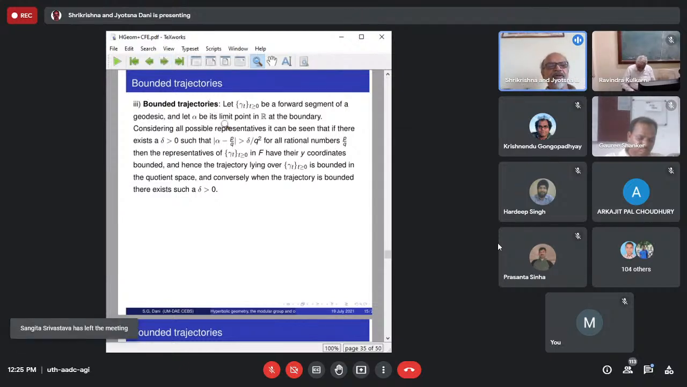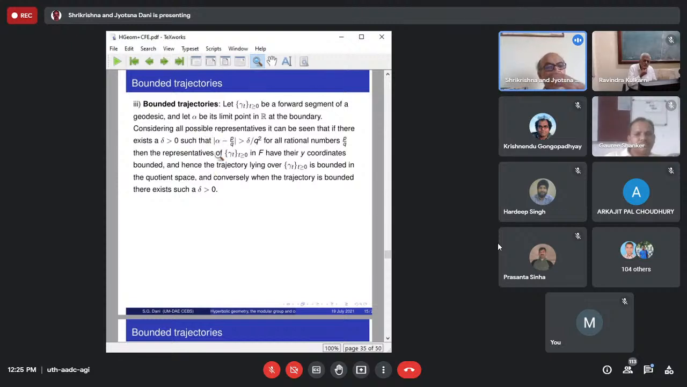And here is one more property that is of interest. Let gamma t be a forward segment of a geodesic, and alpha be its limit point on the boundary. That is the end point that I described to you. Now, one can show, which is elementary, but again we don't have the time here, that considering all possible representatives, if there exists delta such that |alpha minus p by q| is greater than delta by q squared for all rational numbers, then the representatives of this gamma t in F have their y coordinates bounded.